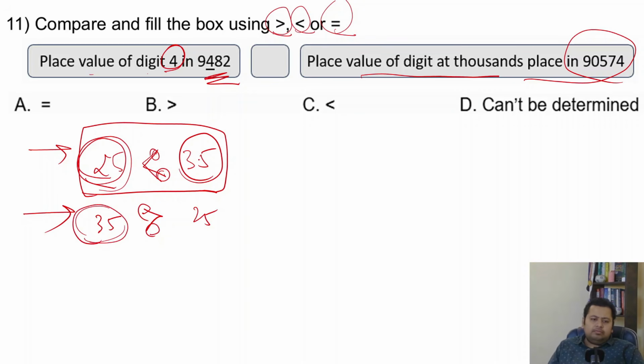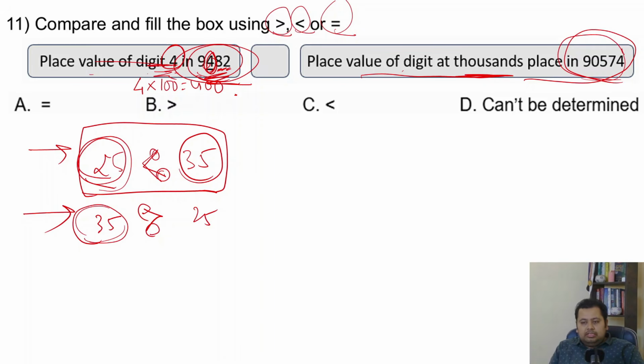So very simple, right? So place value of digit 4 in 9482 is what? So 4 is in what place? This is ones place, this is tens place, and this is hundreds place, right? So place value of digit 4 in 9482 is 4 into 100, that is 400. Correct? Okay. Place value of digit at thousands place in 90574.